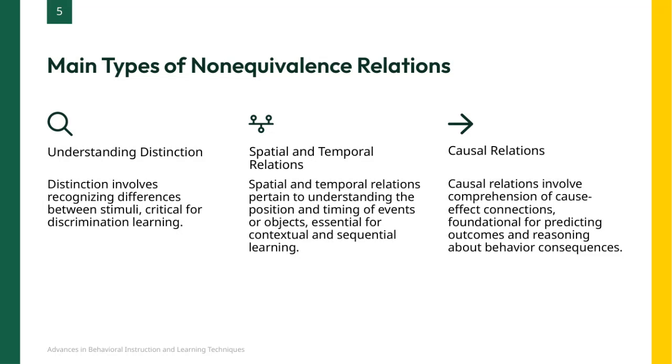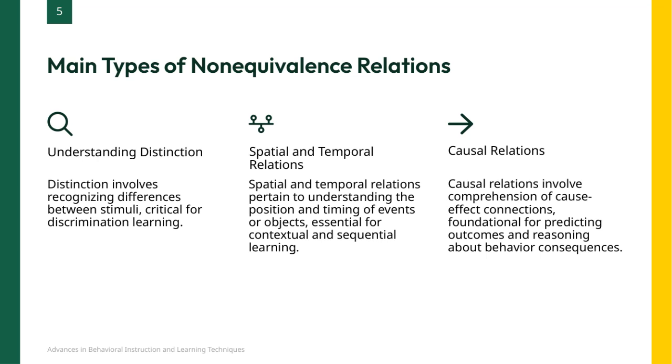Now, let's look at the main types of non-equivalence relations. First, we have distinction. This is all about recognizing differences between stimuli, which is a key part of discrimination learning. Without this ability, it would be hard to tell one thing from another in our environment. Next, we have spatial and temporal relations. These relate to understanding where things are in space and when events happen in time. This understanding is crucial for grasping context and sequencing, helping us make sense of how things relate to each other in our surroundings and over time.